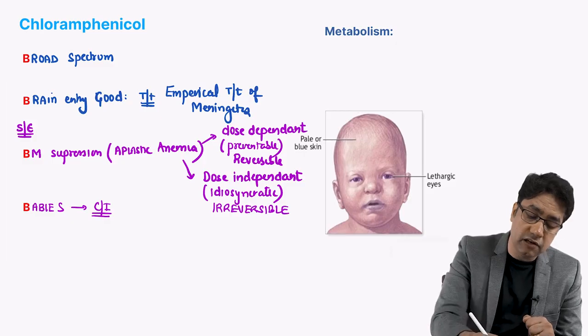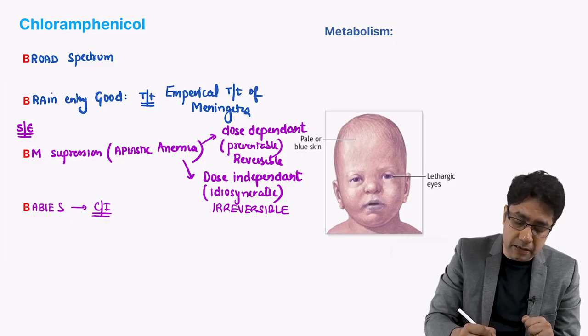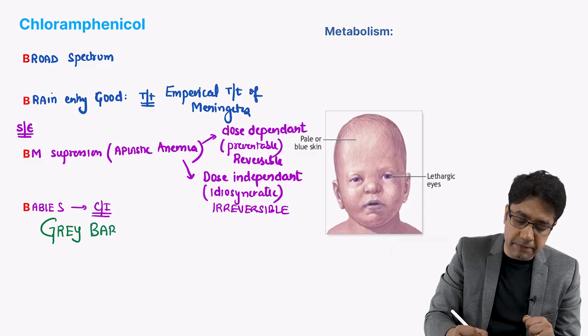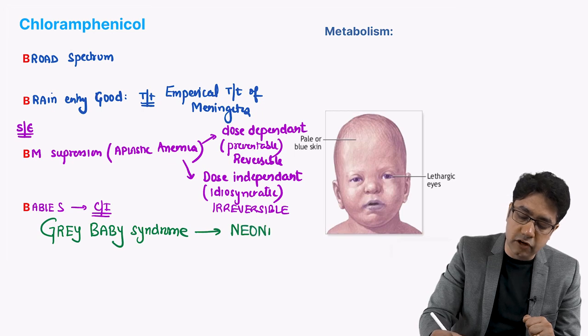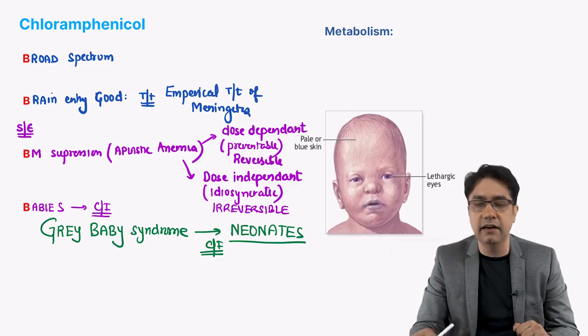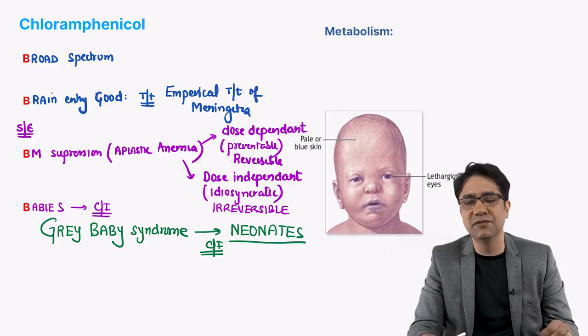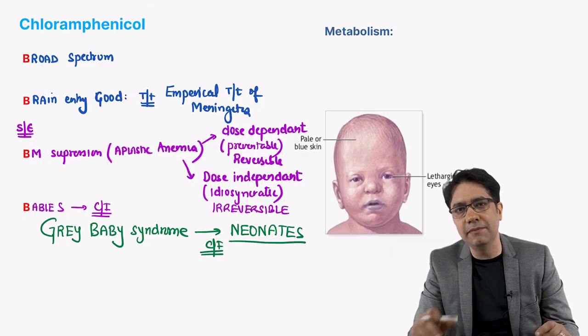Why? Because chloramphenicol in babies causes gray baby syndrome. So, gray baby syndrome is a side effect of chloramphenicol which is seen in newborn babies or neonates. Because of the risk of gray baby syndrome, chloramphenicol is absolutely contraindicated in neonates. So one question comes to our mind, sir, what happens in gray baby syndrome?